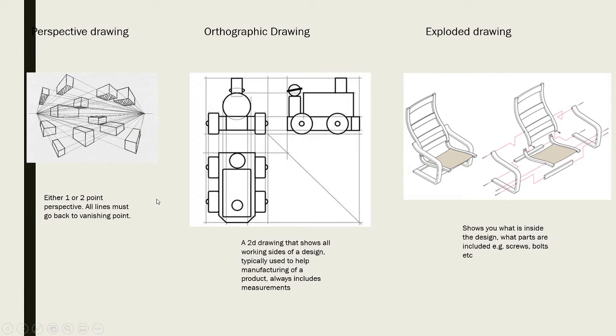Perspective drawing. You've got one or two point perspective most commonly, where you have your corners, you have your horizon, and everything goes back to the vanishing point. We did have a go at doing this, so you could do things above and below the horizon, so you can see above the shape or below the shape. Orthographic drawing, also sometimes known as working drawing.